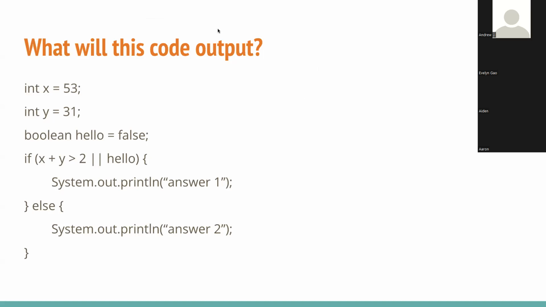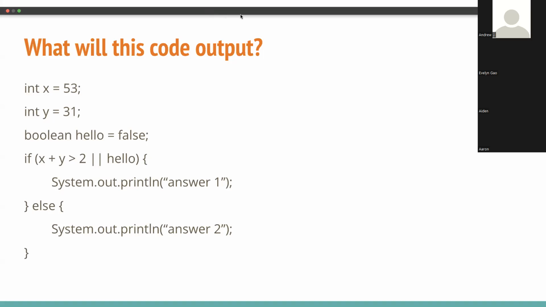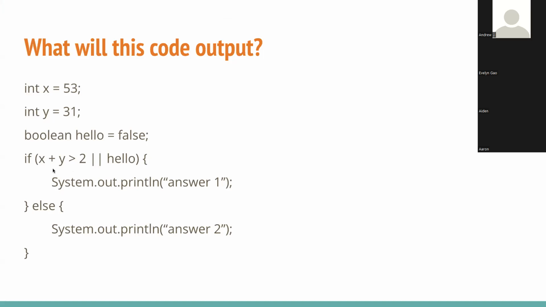All right, so I think we're ready to go over this. If you remember from our last session, or if you're just joining this week, in the first if statement, between the 2 and the hello, you have two little straight lines. Those are another conditional operator, the OR. It checks if at least one of the conditions is true. So if x plus y is equal to 2, then the whole thing is true. If hello is equal to true, then the whole thing is true.